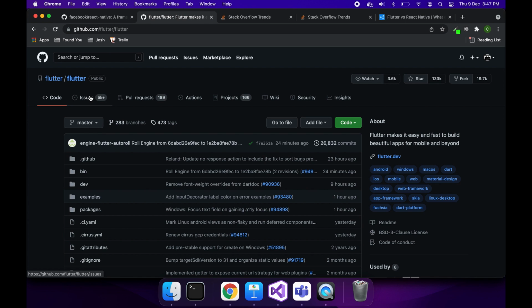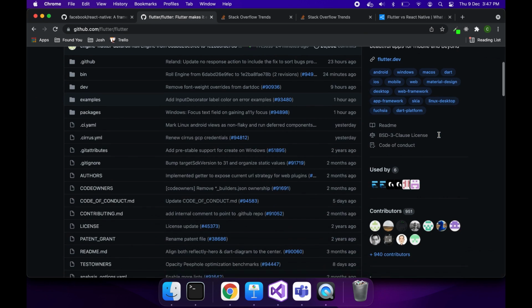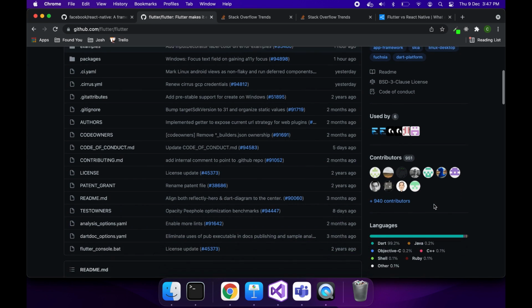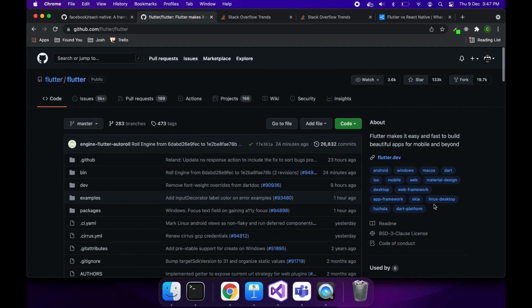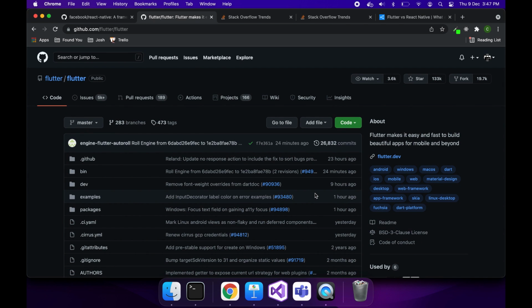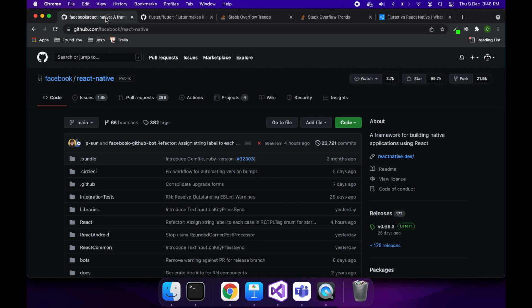So this is the big one. The number of issues on the Flutter repo is over 5,000, and I've actually encountered bugs in my own time doing apps. There's 950 contributors, so that shows that there's a good community there, and 133,000 stars. So there's quite a lot of people interested in it. It's not a technology that's going away anytime soon, and it's backed by Google.